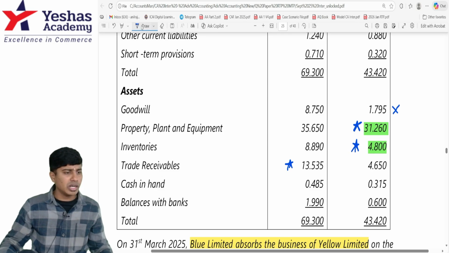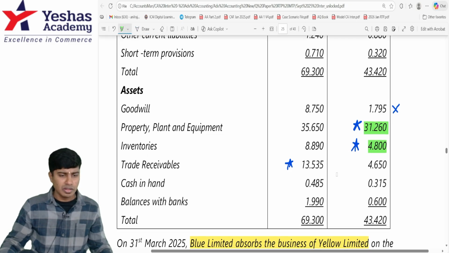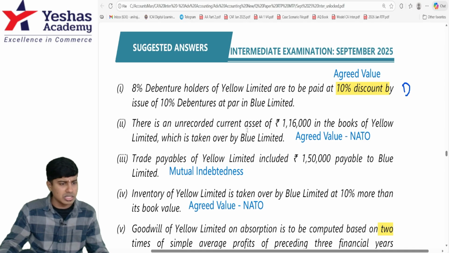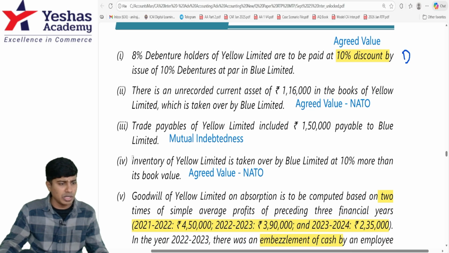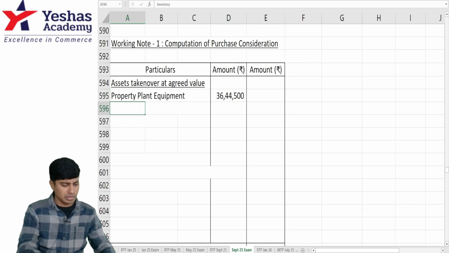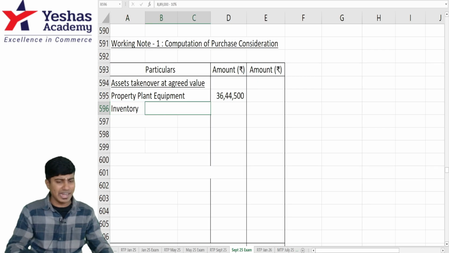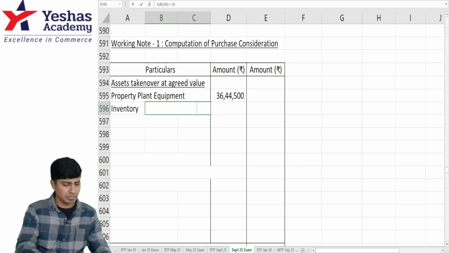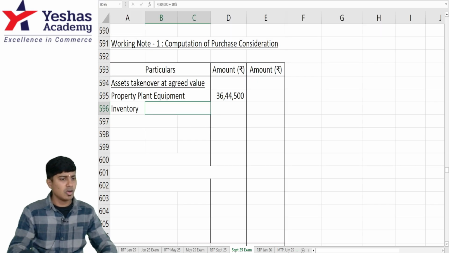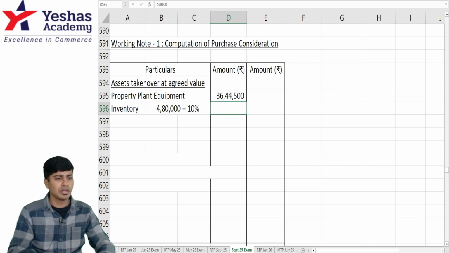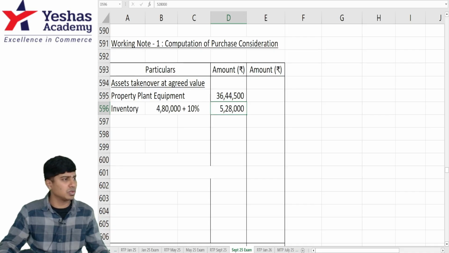It is to be taken over at 10% more than the book value here. Where have they told? Agreed value. Inventory, 10% more. So I would write inventory 4,80,000 plus 10%. How much is 4,80,000 plus 10%? 4,80,000 plus 48,000, which comes to 5,28,000.